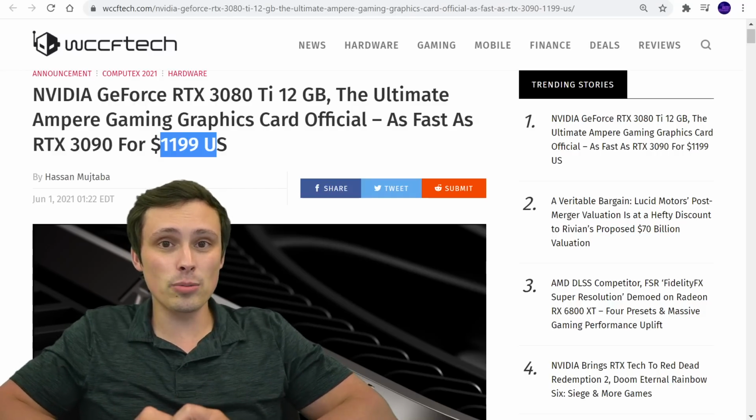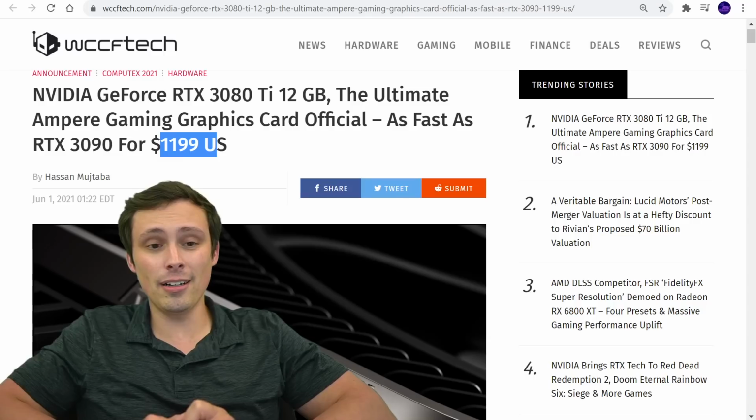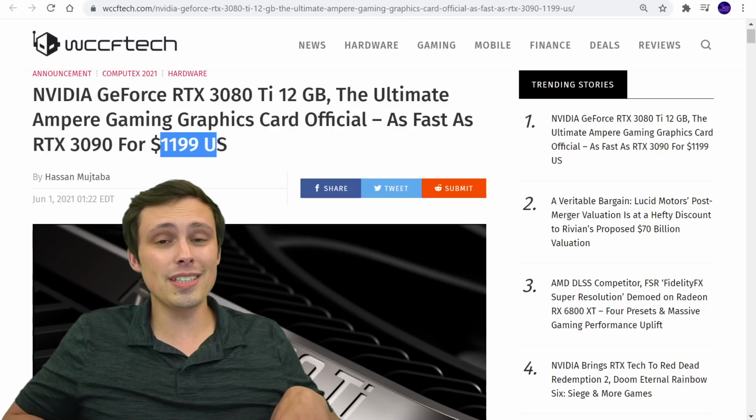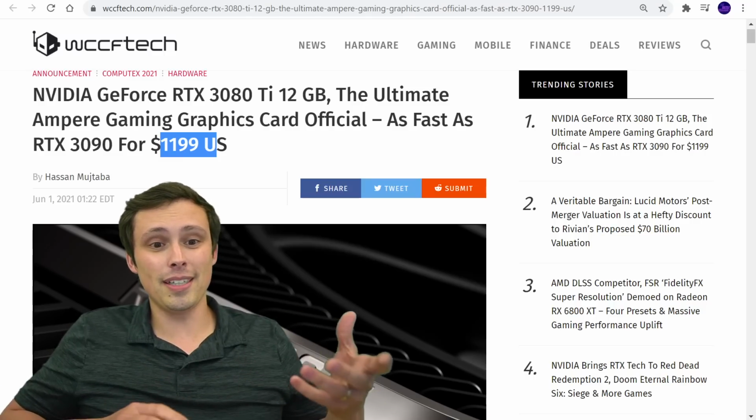I hate to see that this is where GPU prices are at the top end right now, but it is what it is. Nvidia knows they can charge this. I wish they didn't, but they know they can charge this.